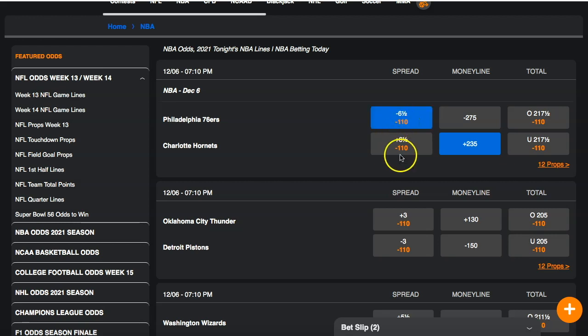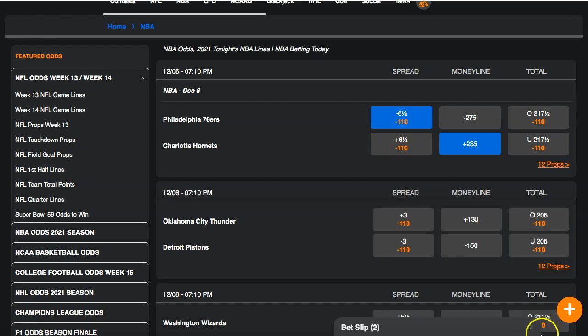Whether I take the Sixers or the Hornets, the payout's going to be the same. The Hornets can lose, but they cannot lose by more than 6 points because they're a plus 6.5. So if you take the Hornets, right, and they lose by 5, you still win the bet.